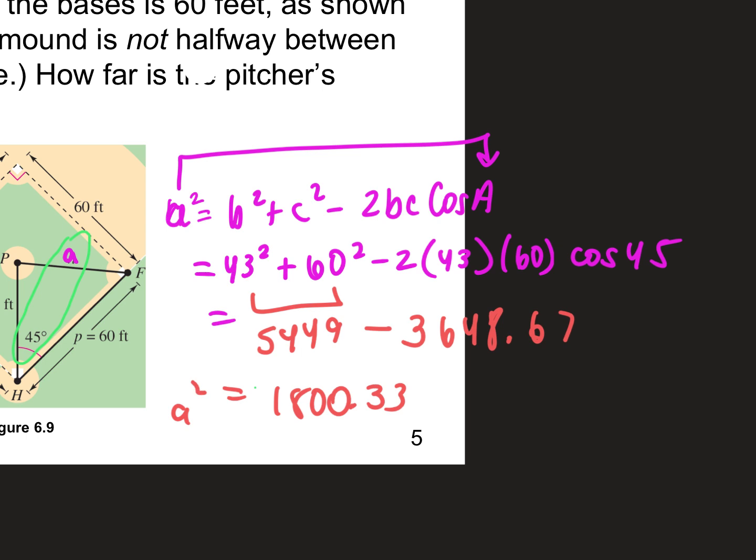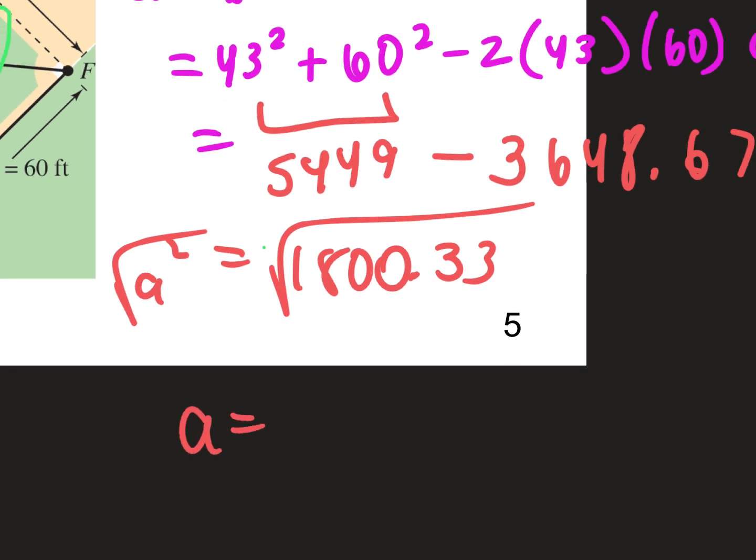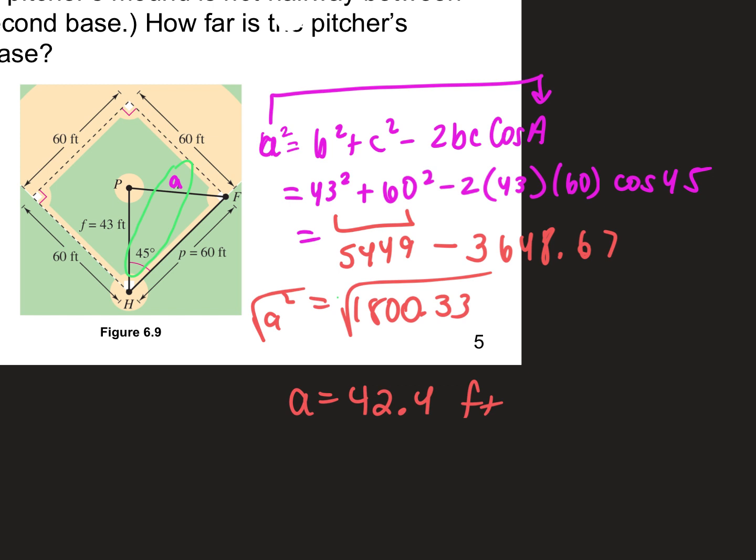Is that the answer? Is the pitcher's mound 1,800 feet from? No. Take the square root. So the pitcher's mound is about, how long? 42.4 feet. Scrubs, did you know that? I did actually. There you go. I know I did. Oh, I'm not done.